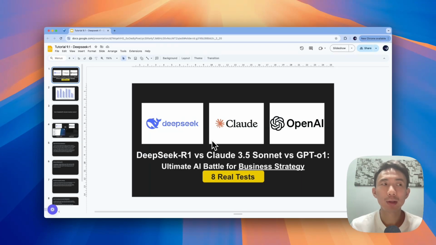So I would still strongly suggest the community, all of you guys, to try this out, DeepSeek-R1, because you can try it for free at the website.